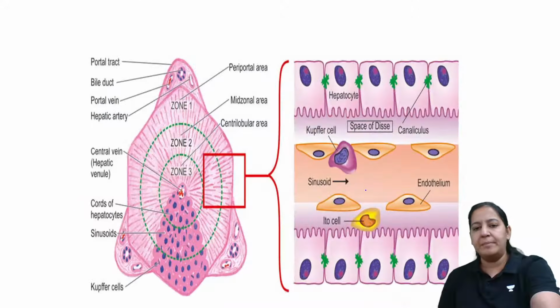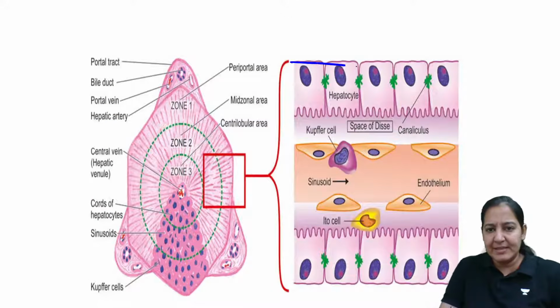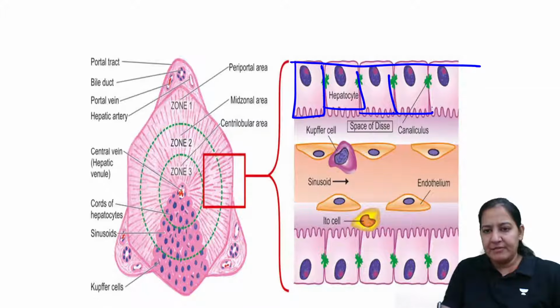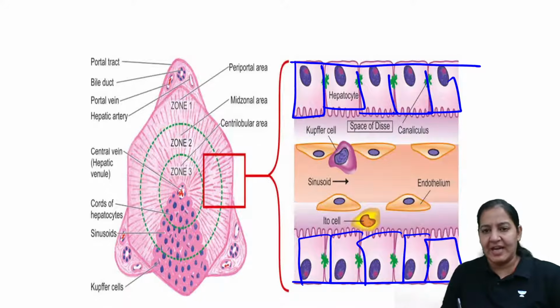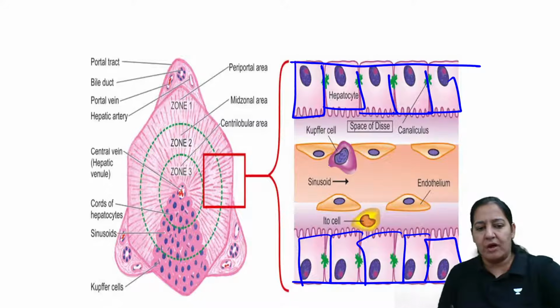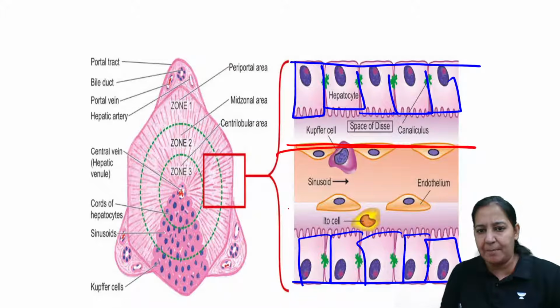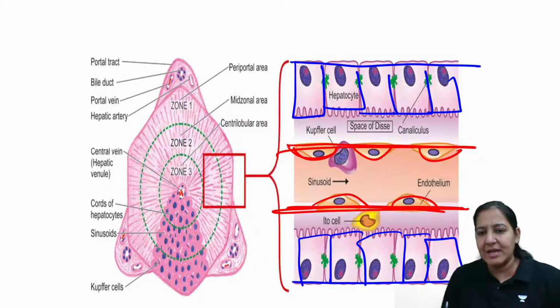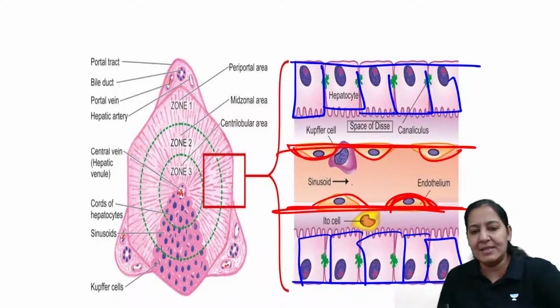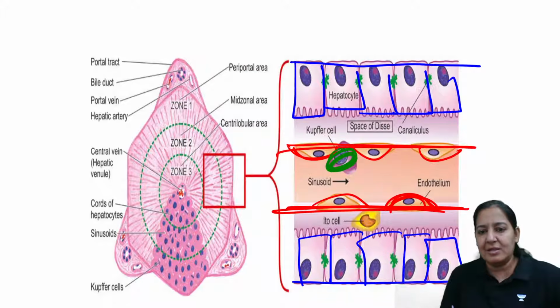So in this diagram, you can see this is the first row of hepatocytes. This is the second row of hepatocytes. Between the two adjacent rows of hepatocytes, you can notice a blood vessel. This is a blood vessel, that is the sinusoid. It is lined by endothelial cells, right? And this cell is a Kupffer cell. It is a macrophage and this is the Kupffer cell.